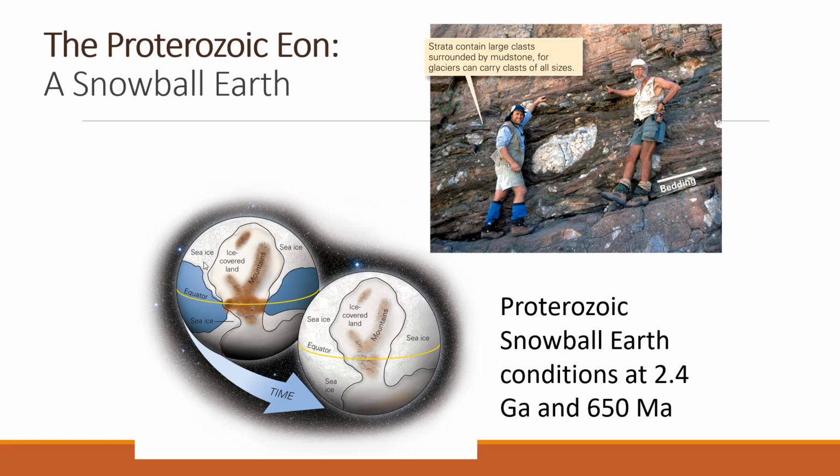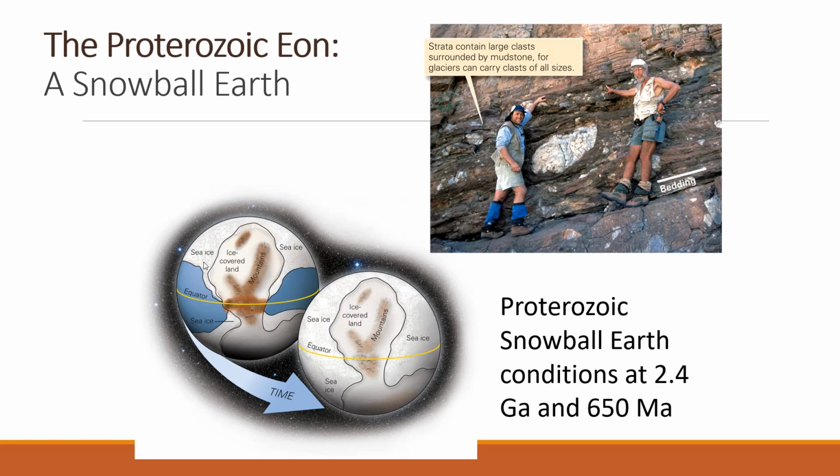Some of the interesting things that happened during this time, we had two different periods of what are called snowball Earths. One at about 2.4 billion years ago, so that was towards the beginning of the Proterozoic, and then one about 650 million years ago, which was towards the end. So this is going to lead to an increase in different fauna, so different animal life. We are going to see the assembly and break up of supercontinents, and this is going to be in conjunction with global cooling, which could lead to the snowball Earth.